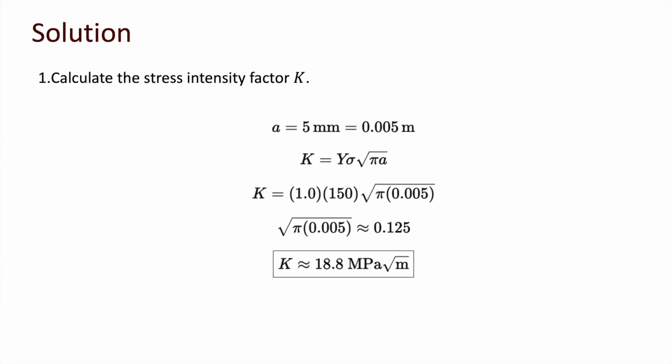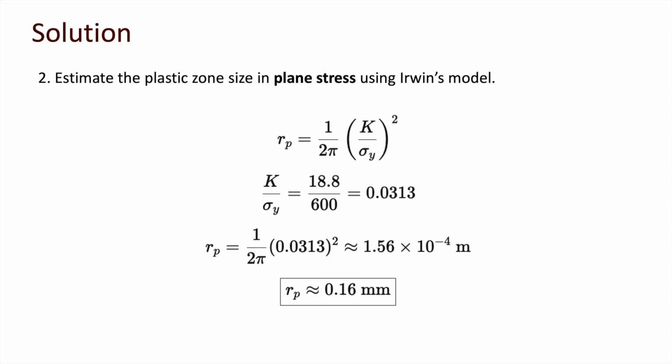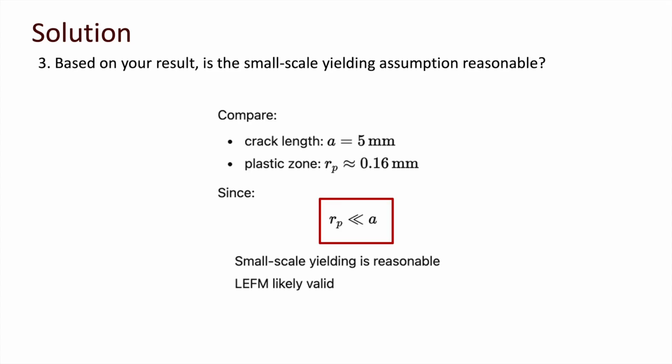Let's begin the solution. Using the stress intensity factor equation, plug in values of crack length, geometric factor, and yield strength, and you can obtain the value of K, which is 18.8 megapascals square root meter. Next, it is given that it is the plane stress condition. You can use Irwin's plane stress expression and estimate the plastic zone size to be 0.16 millimeters. Finally, since the plastic zone size is much smaller than the crack length, LEFM is appropriate. If not, elastic plastic fracture mechanics would be required, which is our next topic.